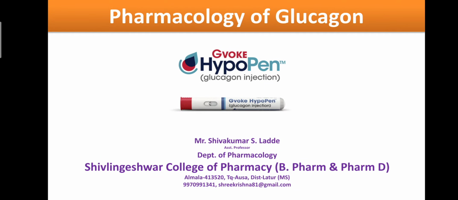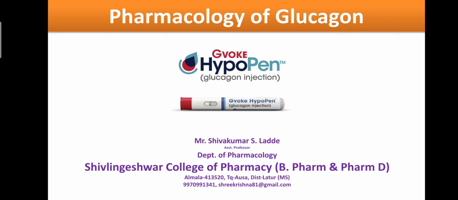So today's topic is the pharmacology of glucagon. You already know that glucagon plays an important role in the regulation of the blood sugar level. When the blood sugar level decreases, the alpha cells of the pancreatic gland release glucagon. This glucagon helps to elevate the glucose level in the blood.